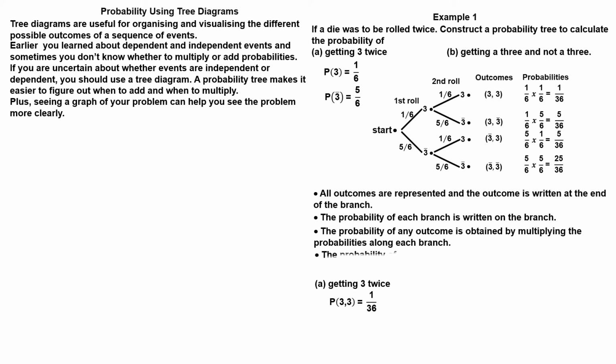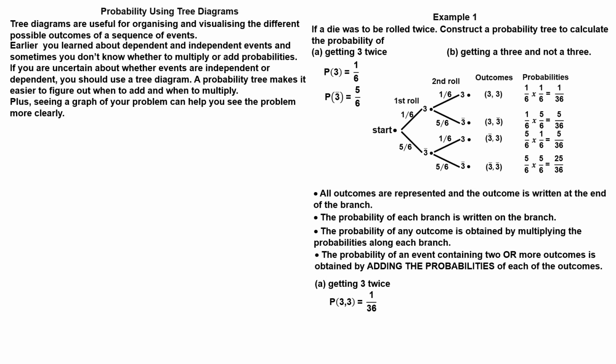The probability of an event containing two or more outcomes is obtained by adding the probabilities of each of the outcomes. The probability of getting a 3 and not a 3 is the probability of 3 and not a 3, or not a 3 and 3. The probability is 5 over 18.